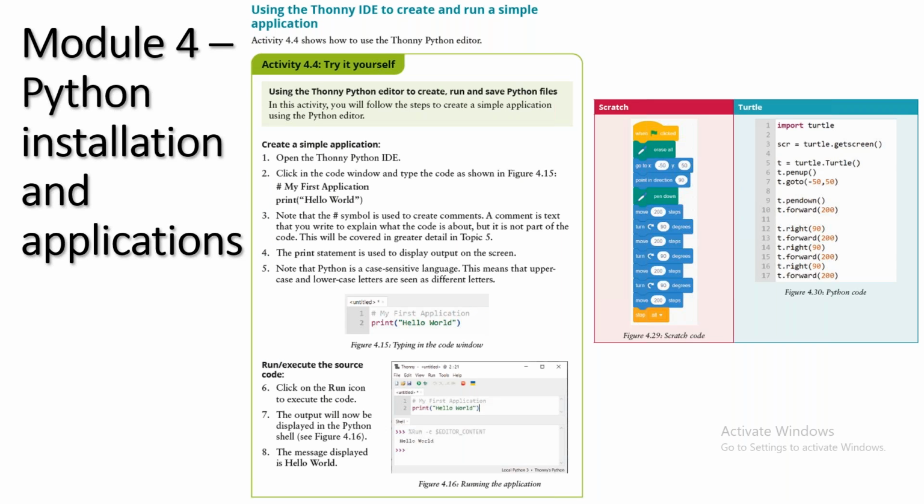So then moving on to module 4. Module 4 is on Python installation and applications. So here we show, for students and for lecturers alike, how to install Python on your Raspberry Pi, and then also on your PCs as well. For programming, we don't need to use the Raspberry Pi to teach this course. We just need a normal PC with Python installed, a Python IDE.